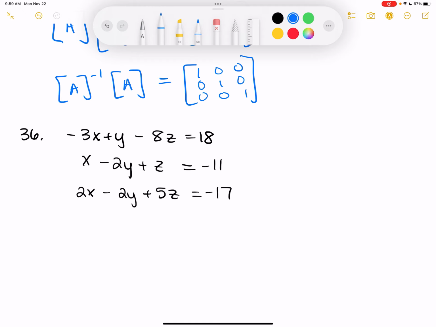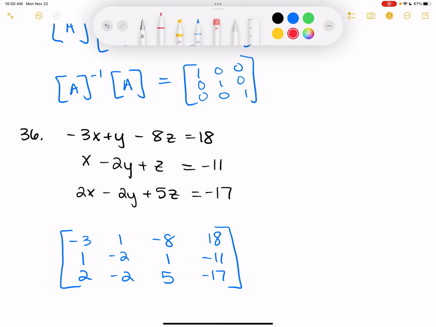This is what you need to do. You're going to copy the numbers down into a matrix without the letters with them. Every single number. Okay? So it's going to be 3 rows, 4 columns: -3, 1, -8, 18, 1, -2, 1, -11. Remember, if you don't see a number in front, there's a 1 there. If you ever have a letter missing, let's suppose that this -2y at the bottom was missing and it was just 2x plus 5z, you have to put a 0 in or it won't work. Then 2, -2, 5, -17.